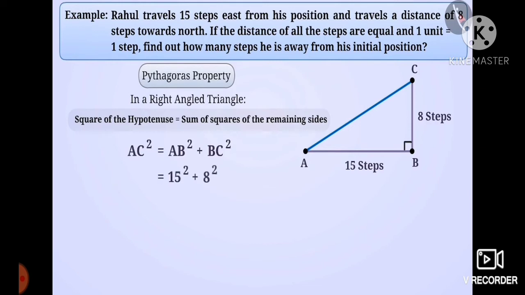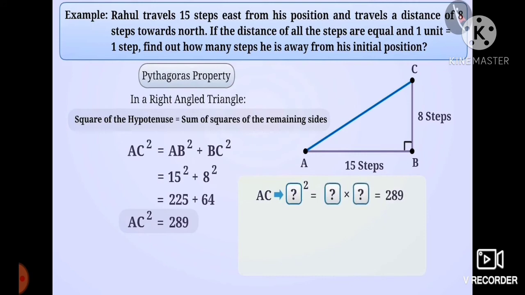Yes, AB is 15 square and BC is 8 square. Now 15 square is 225 and 8 square means 8 into 8 is 64. Now 225 plus 64, what is the answer? It is 289. Now AC square is equal to 289. AC is equal to the square root of 289.